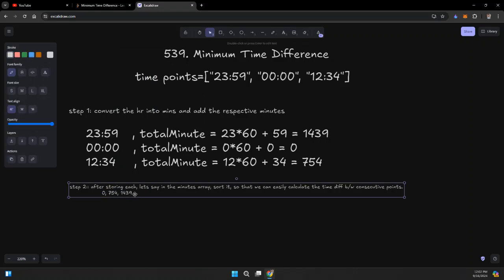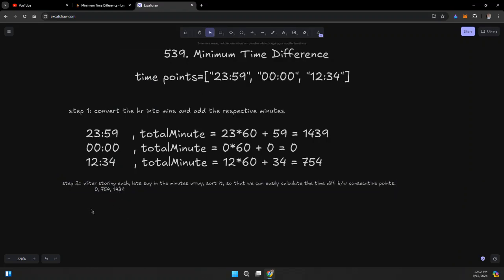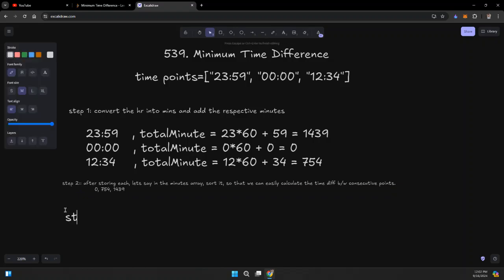Wait, wait, wait. Yeah, 0754 and 1439. Okay. Now the third step is to get the difference, because that was the purpose of sorting it, right, so that we can get the difference between the consecutive points.